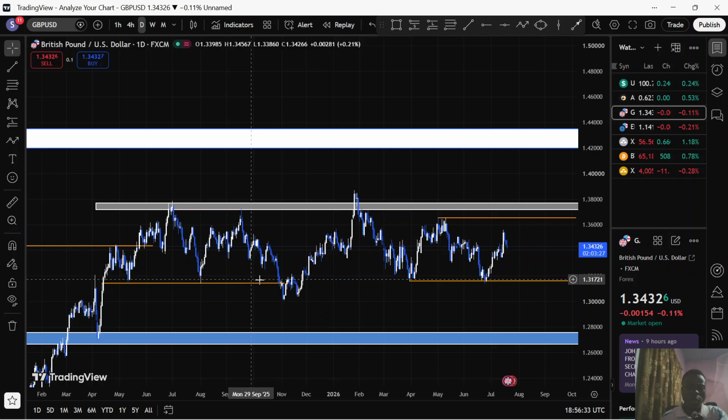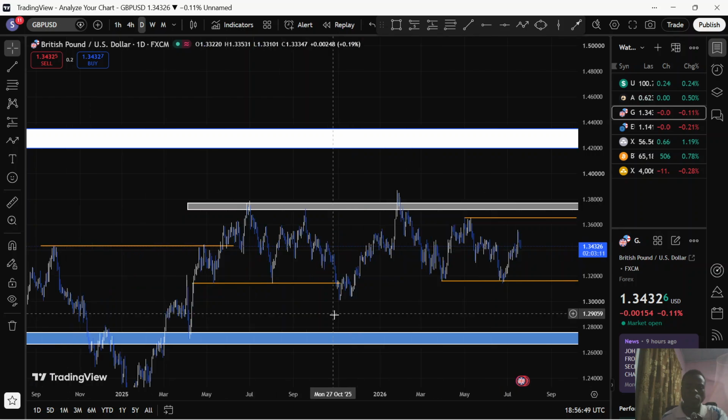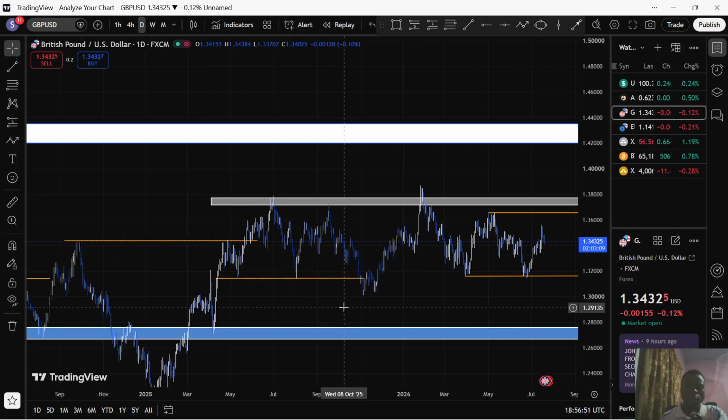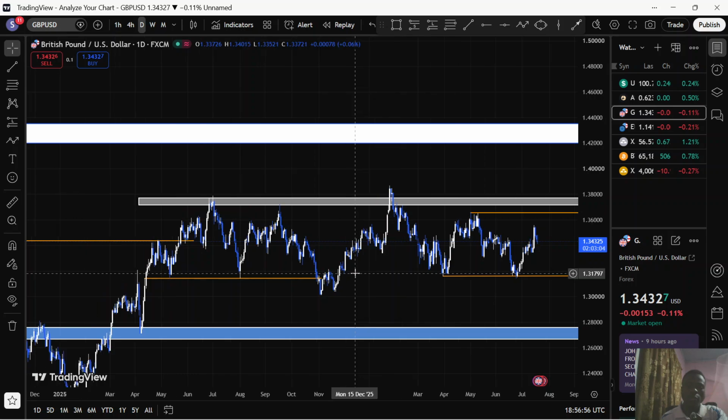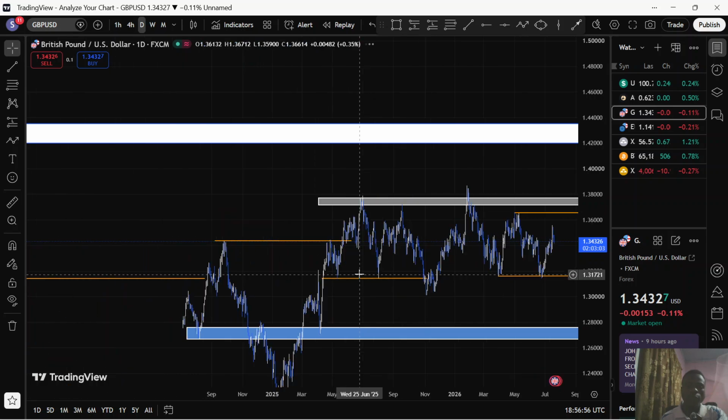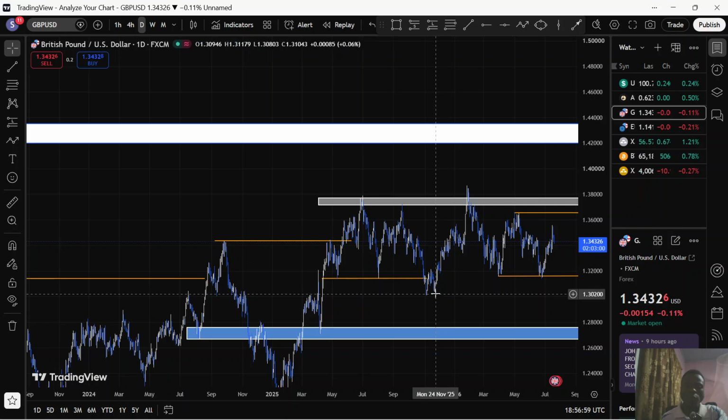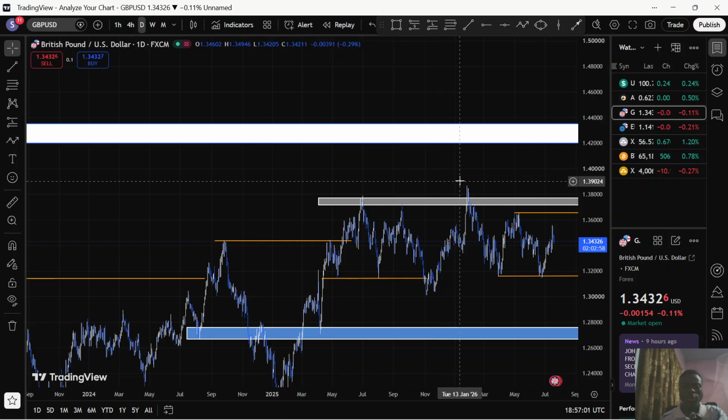GBP USD took out this low. I was expecting it to drop, but GBP USD reversed and took out this high again. If you have understood market structure, you should see a problem here. At this point, the market does not have any directional bias, because taking out the low, taking out the high makes no sense.